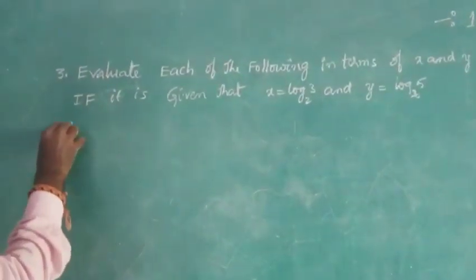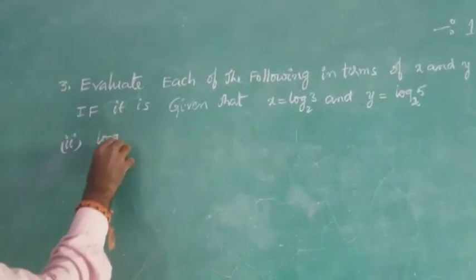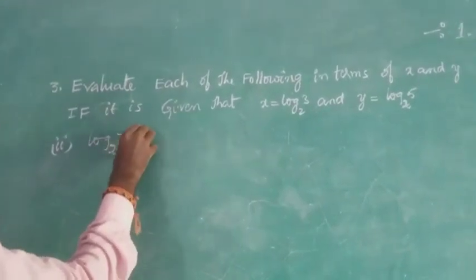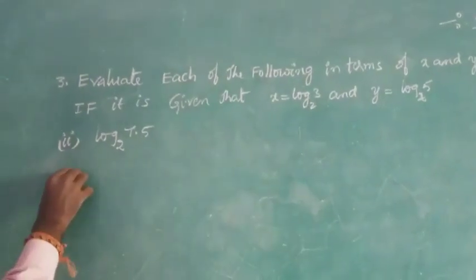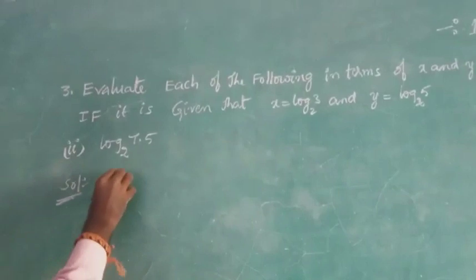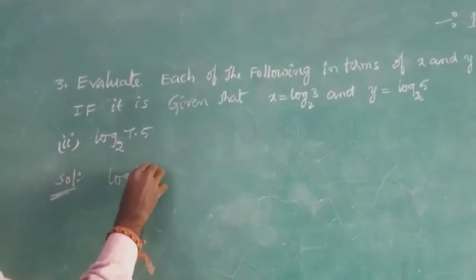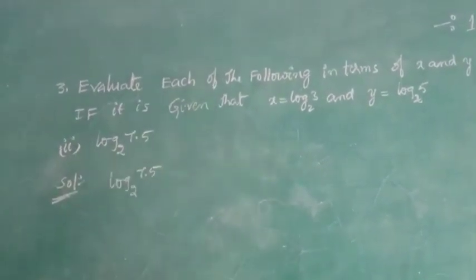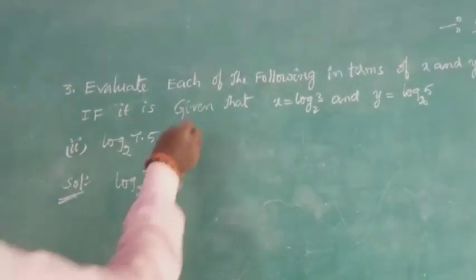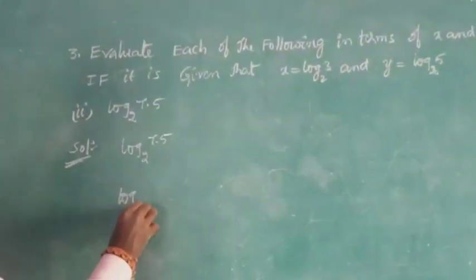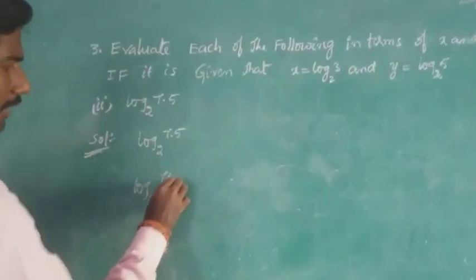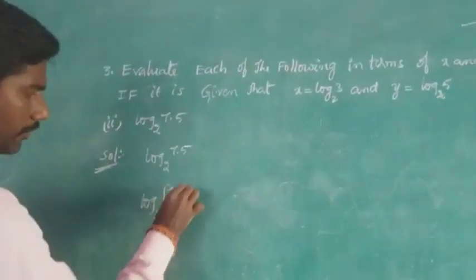I would like to explain you second problem. What is the second problem? Log base 2 of 7.5. This we need to evaluate in terms of x and y, you need to write. See, log base 2 of 7.5 you can write as 75 by 10 to remove the decimal point.